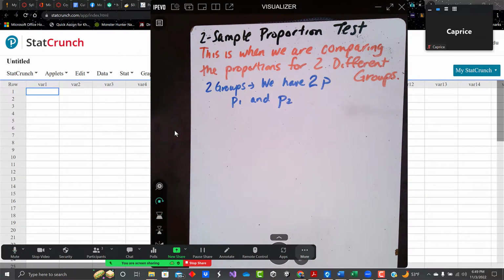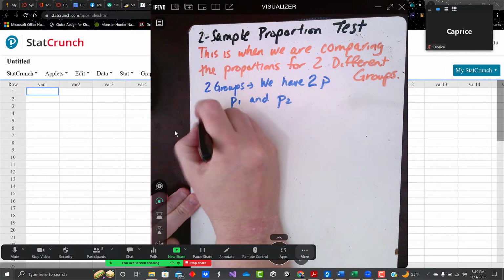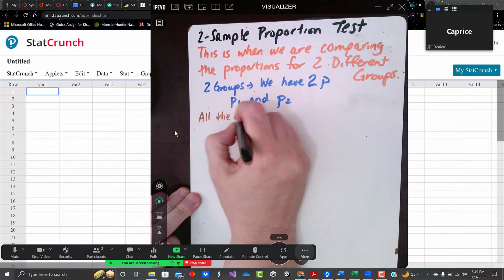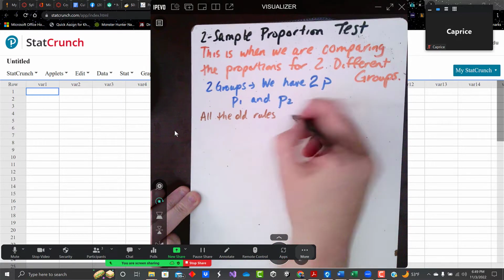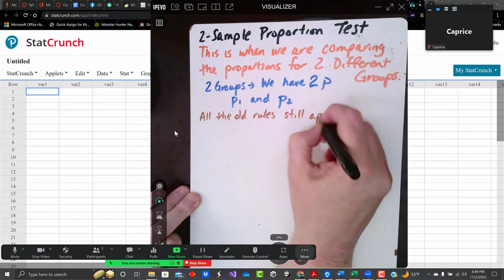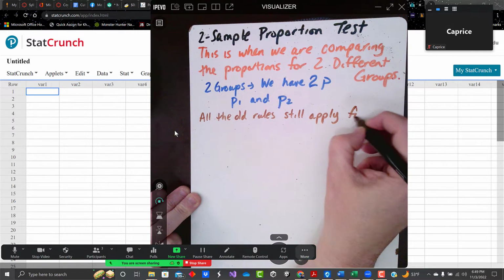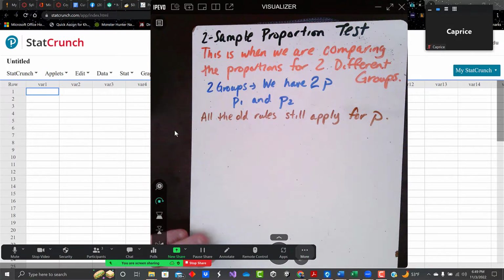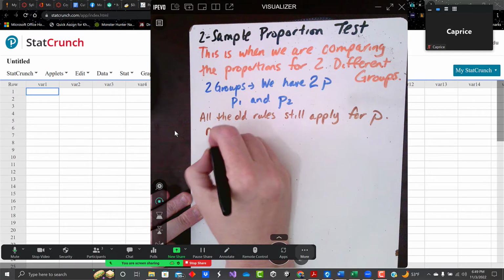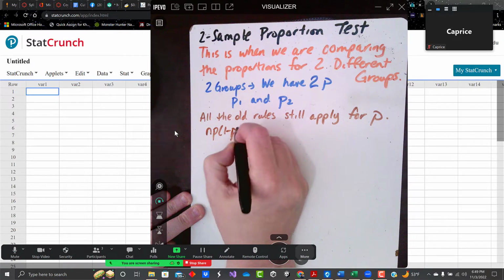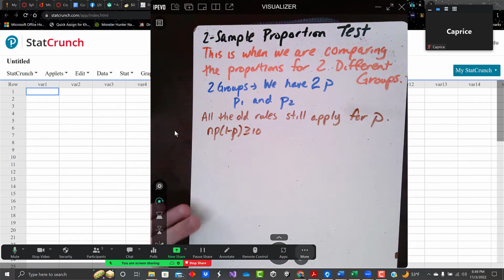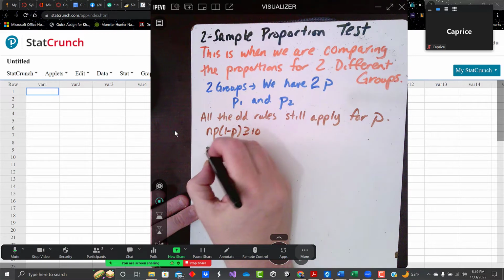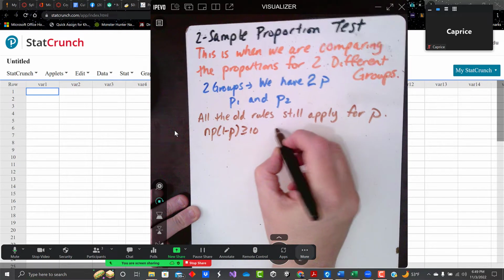Okay, so important to start off, it's important to note all the old rules still apply for proportions. For example, our n times p times 1 minus p needs to be greater than or equal to 10. Needs to hold true for both groups. That's just when for one sample.